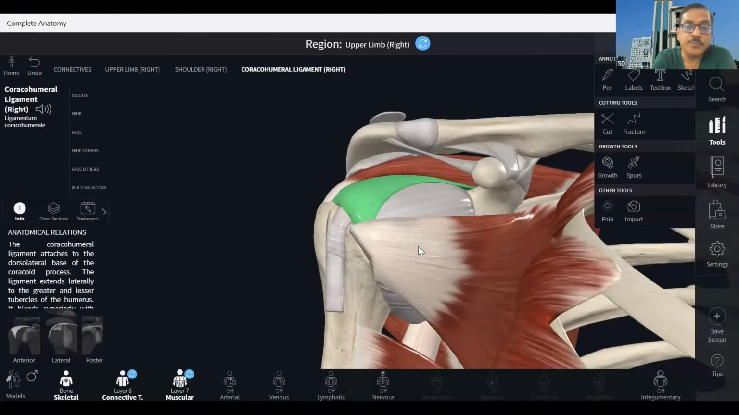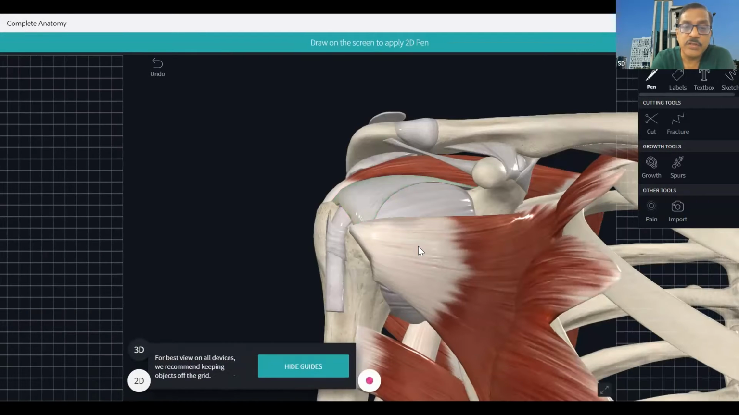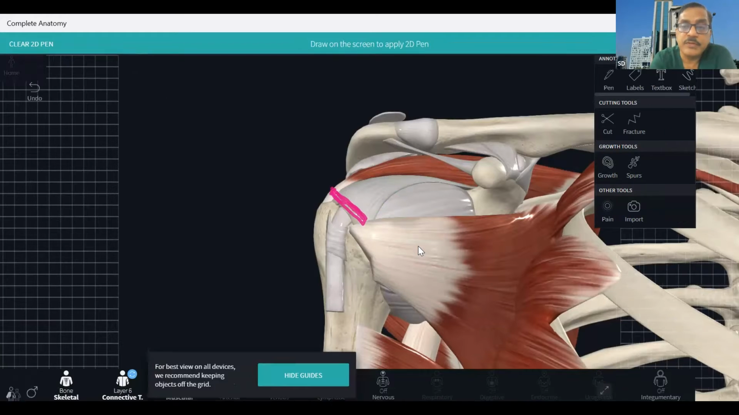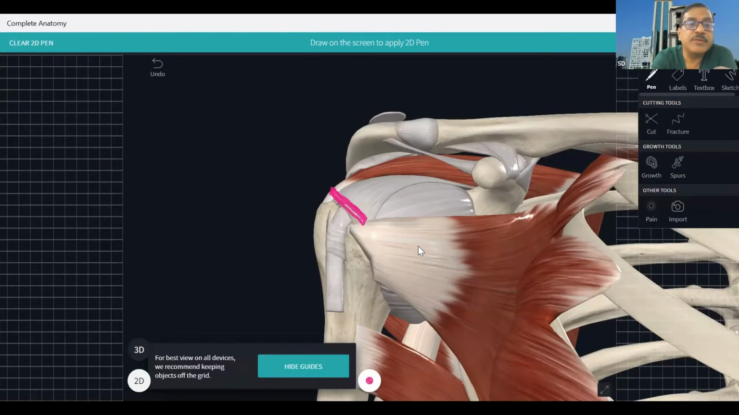So if you are holding the probe this way, one end of the probe will be having the supraspinatus muscles, another end of the probe will be having the subscapularis muscle. Along the, we'll be having the coracohumeral ligament, and in the middle we'll be having the long head of the biceps tendon. So this is anterior, the subscapularis and the supraspinatus.